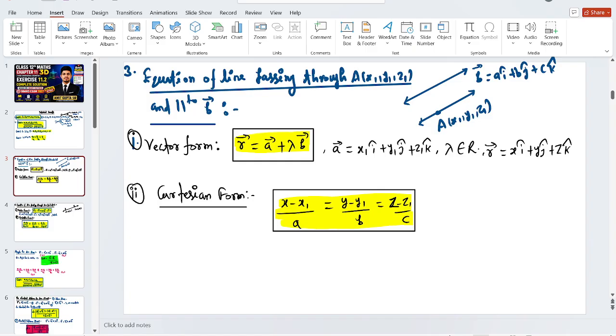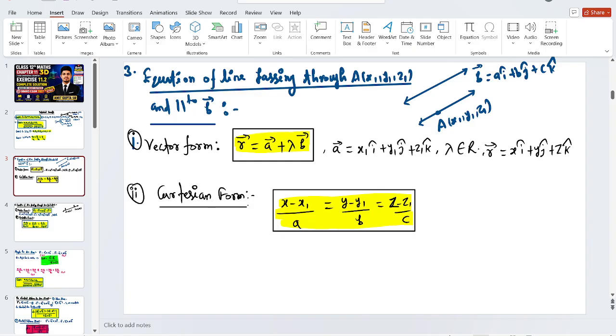Next is the equation of a line that passes through a point x1 comma y1 comma z1 and is parallel to vector b. Here you see the line which passes through the point A x1 comma y1 comma z1 and is parallel to the vector a i cap plus b j cap plus c k cap. This is equal to, in vector form, vector r equal to vector a plus lambda vector b, where lambda is any constant, meaning a real number, and vector a is the position vector of the point A. This is x1 i cap plus y1 j cap plus z1 k cap, and vector r is any point which lies on the line. This is x i cap plus y j cap plus z k cap.